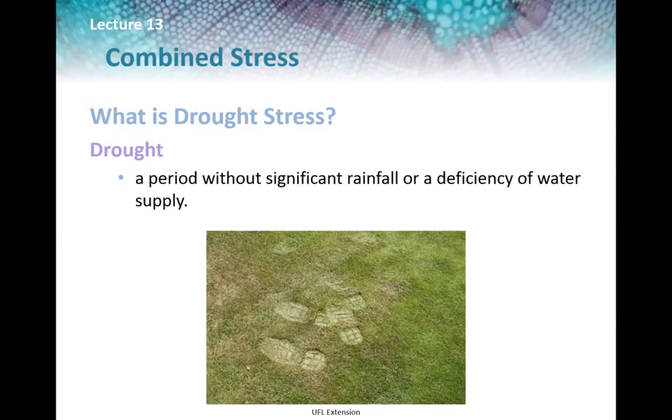So now let's have a look at drought. What is drought stress? Meteorologically, drought is a period without significant rainfall or a deficiency in water supply. In terms of plant physiology, drought is defined as insufficient water to meet basic needs when water in the soil is reduced and atmospheric conditions cause continuous loss of water by transpiration or evaporation.